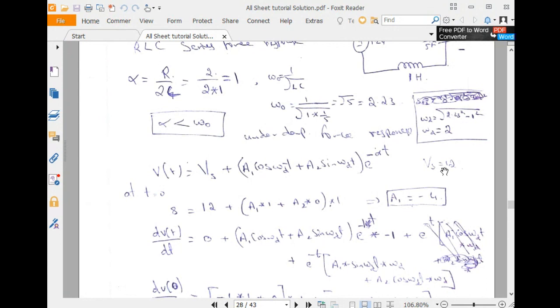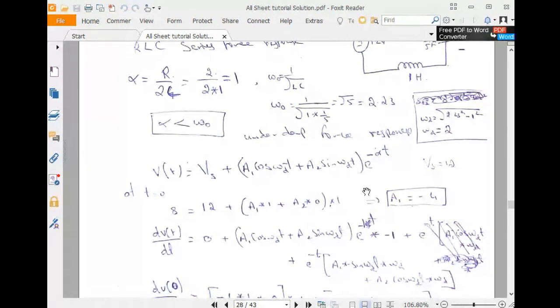What is Vs? Source. The source is present, that's why Vs. It is a force response, that's why we have to add this Vs plus this standard equation. Understand now? This is the same as the series free response, but it is a force response. That's why we add this Vs here.